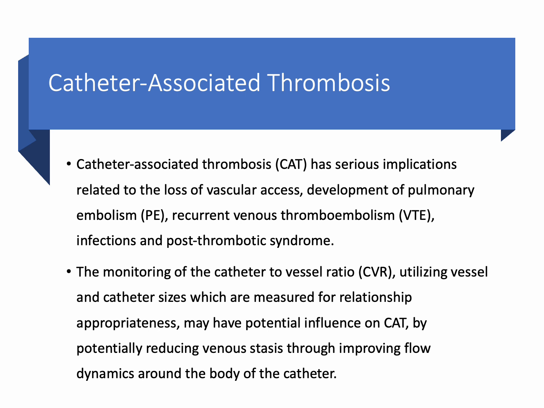Monitoring catheter vessel ratio is an essential strategy for clinicians to make sure that they're utilizing an appropriately sized device in an appropriately sized vessel, meaning that what we're establishing is a relationship of appropriateness between the two. By selecting a smaller device and allowing for a greater catheter vessel ratio, this allows us to potentially improve blood flow through the vessel around the body of the catheter, which may improve flow dynamics within the vessel and help reduce the buildup of fibrin within the vessel and help reduce catheter-associated thrombosis.